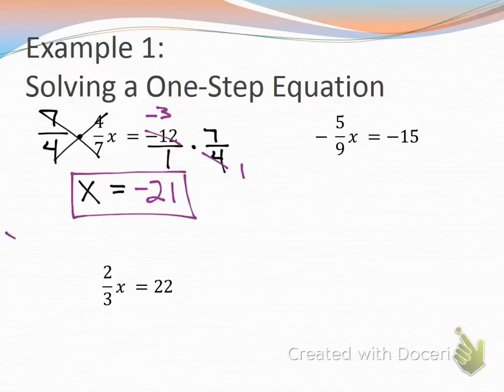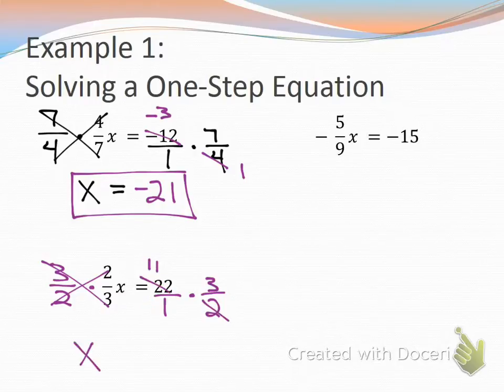I want you to try the second one. 2/3 x equals 22. Multiply both sides by 3/2. They cancel. Multiply the other side by 3/2. Can I cross-reduce? Yep. x equals what? 33.